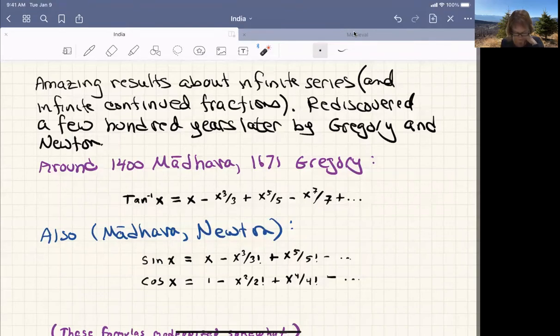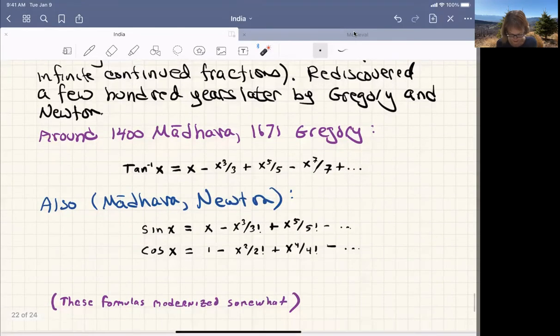Also, Madhava and then later Newton showed that the sine function is given by this series and the cosine function is given by this series. So these are series that we study when we take calculus. Now, of course, these are written in a modernized form, but the form that was given by Madhava so many years ago was equivalent to these modern versions of the series.